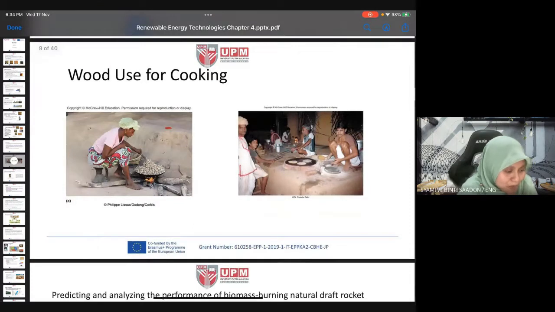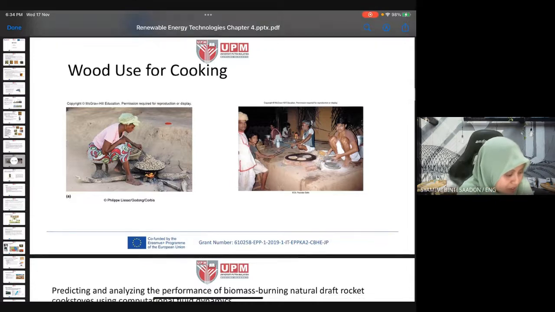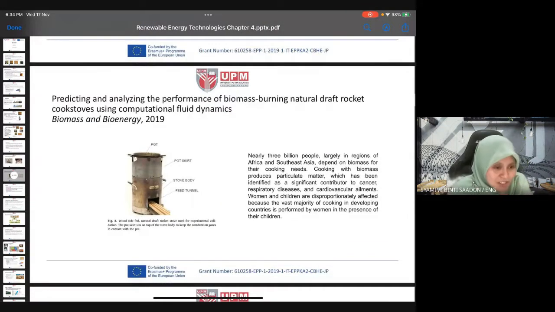This is an example of wood used for cooking in those countries. Then I'm just showing this one study. It's quite recent, which means those less developed countries still need and still use this type of biomass fuel source for their cooking, etc., for their day to day needs. This one is the biomass burning natural draft rocket cook stove. Okay, tempat masak, cook stove.